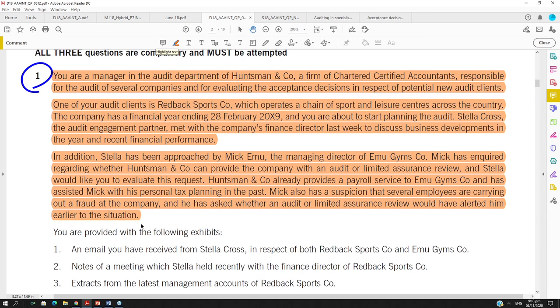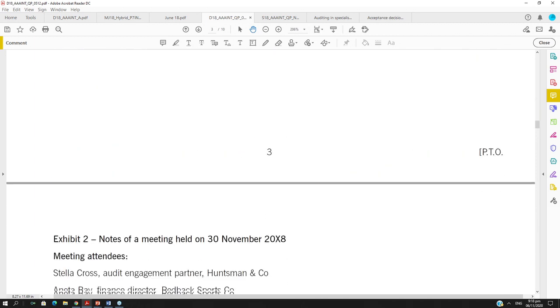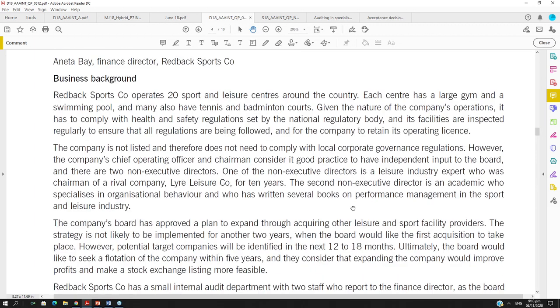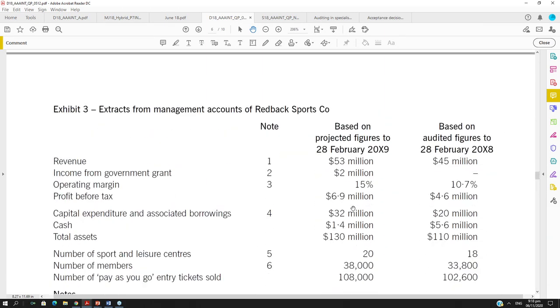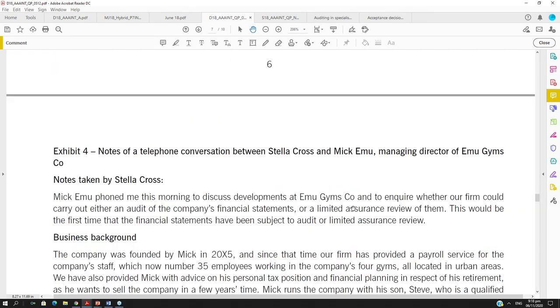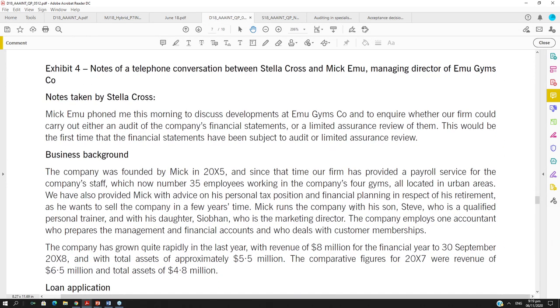Let's see. Now, when we go to exhibit number 4, let's see how exhibit number 4 provides us information. Okay, let's go down to exhibit number 4. I'm taking you to exhibit number 4. Can you see exhibit 4 in front of your screen now? A telephonic conversation between Stella and Mick, right?